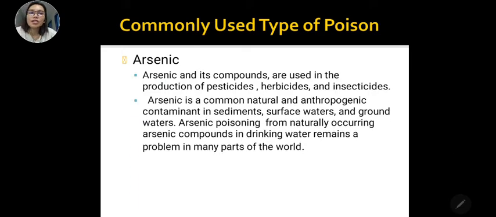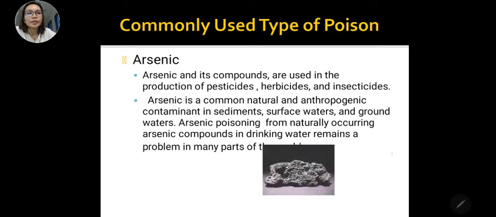So, arsenic is also a common natural and anthropogenic contaminant in sediments, surface waters, and groundwaters. Arsenic poisoning from naturally occurring arsenic compounds in drinking water remains a problem in many parts of the world. So, hindi lahat ng tubig na nakikita natin ay potable or pwedeng inumin. Kasi merong iba na pwedeng nagko-contain ng poison. So, that is arsenic, the mineral native of arsenic.